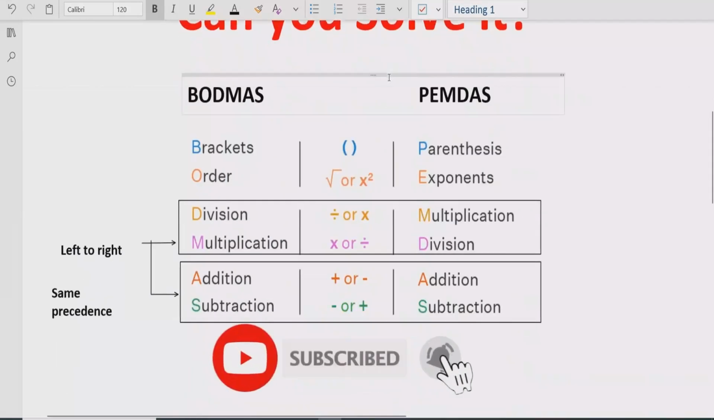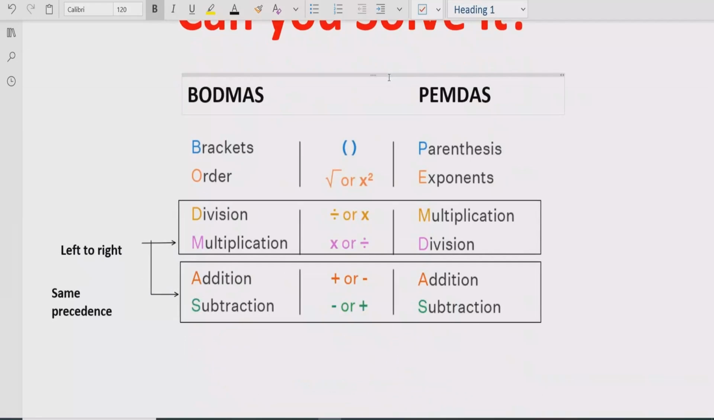Now let's talk about what are the rules which we can apply to solve any arithmetic expression. Here we will discuss two rules, BODMAS and PEMDAS. These rules we can apply to solve any arithmetic expression. And the rule says if your expression contains any bracket or parenthesis, you have to solve that part first. After the bracket, you have to see the power of any number. If your expression contains any number which has the power, you have to solve that part after the bracket.